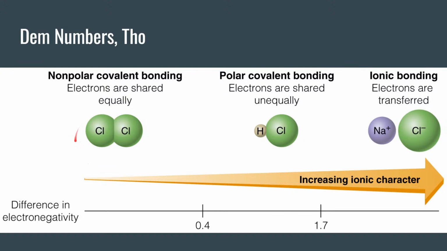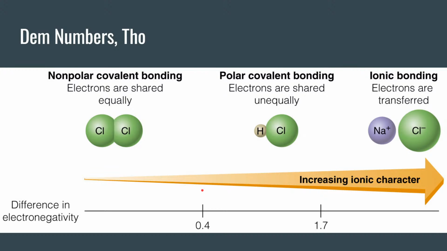From a difference of 0 to a difference of 0.4, we have a nonpolar bond. At that low difference in electronegativity, there just isn't enough difference for the more electronegative atom to get an unequal share. It's like somebody who wants it a little bit, somebody who wants it a little bit more, but not enough more to really raise a stink about it.